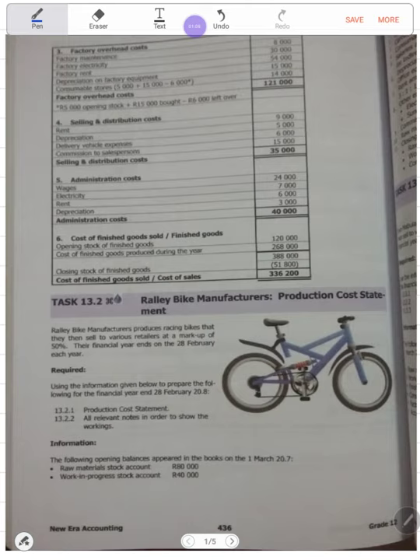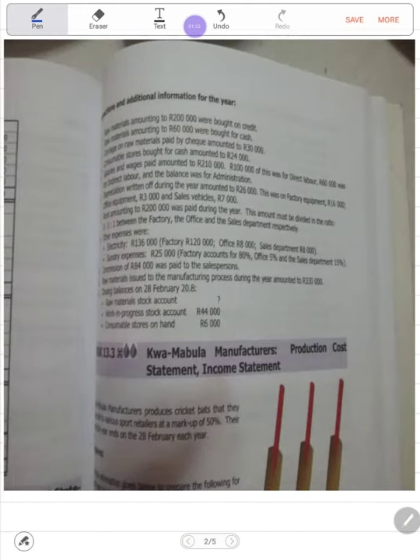They give us our information. The following opening balances appeared in the books on the 1st of March 20.7. Raw material stock account 80,000, and then the work in progress stock account 40,000. And this is additional information. If you're not clear on the actual textbook picture that I've got over here, please refer to your actual textbook, and the page number is 437.